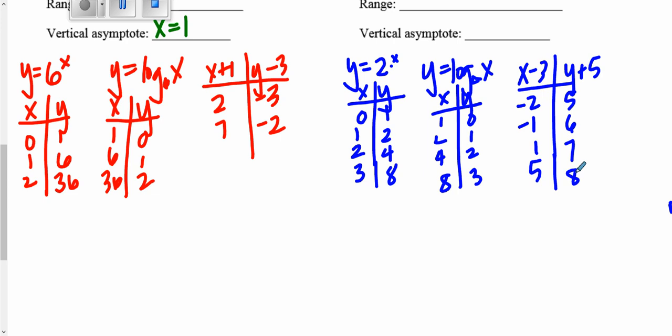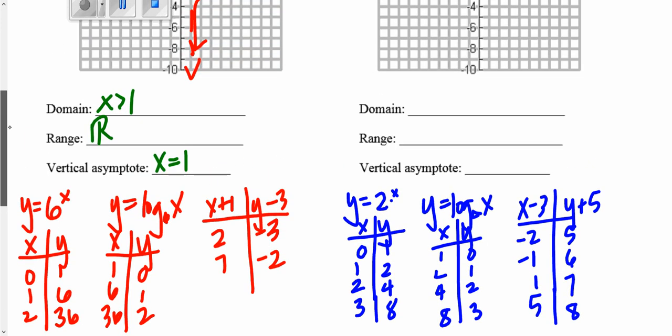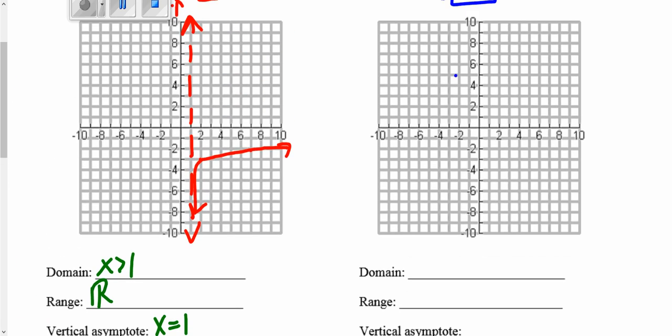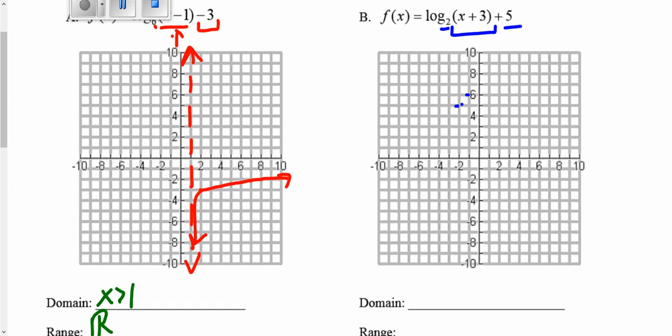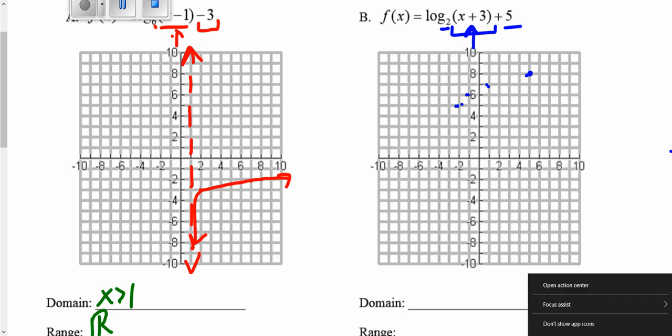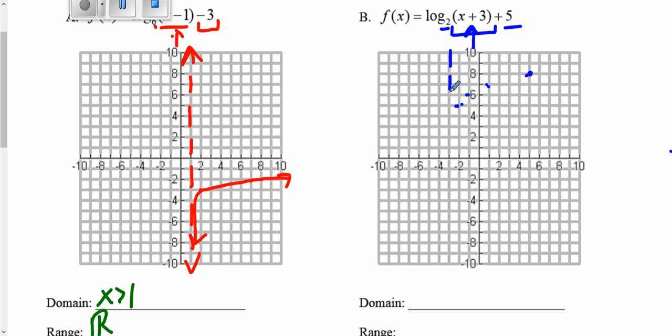So I'm going to go ahead and plot these points next. So -2, 5 and -1, 6. And then 1, 7 and 5, 8. And then I'm also going to put the asymptote on the graph, so it's going to be at -3. And then creating that shape. Yeah, that was pretty good.